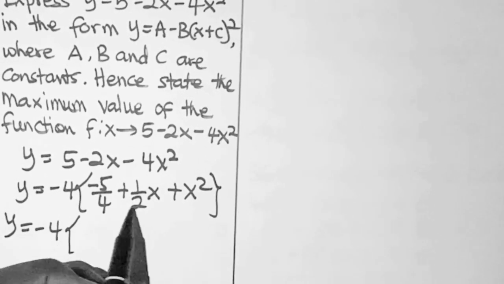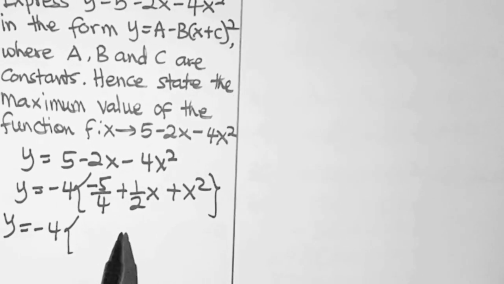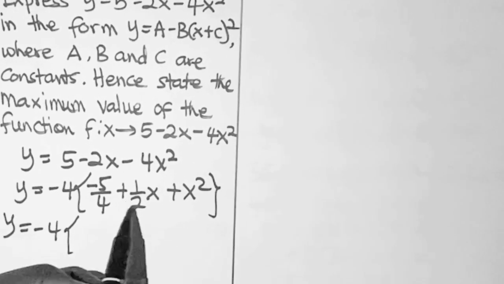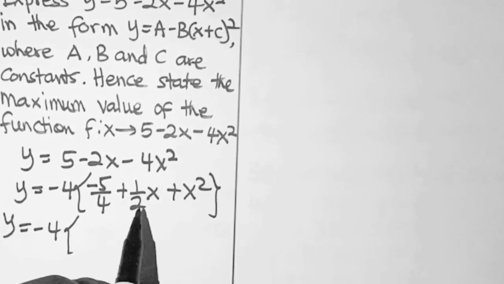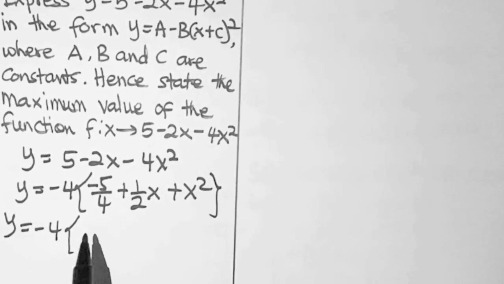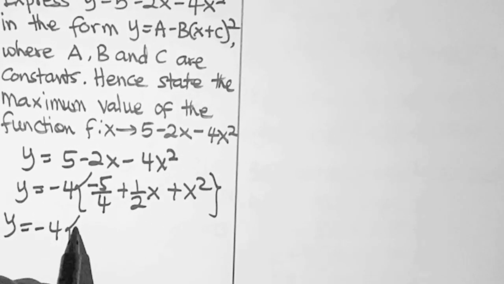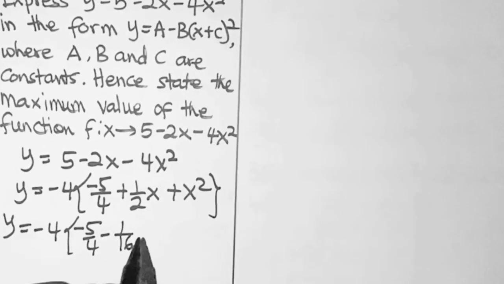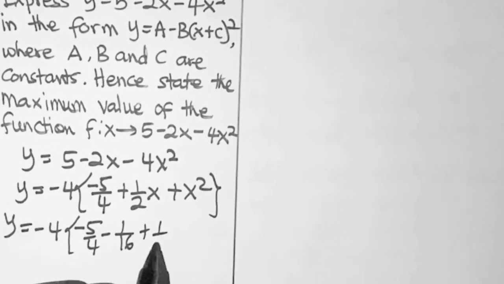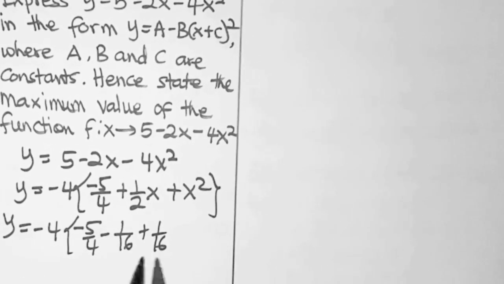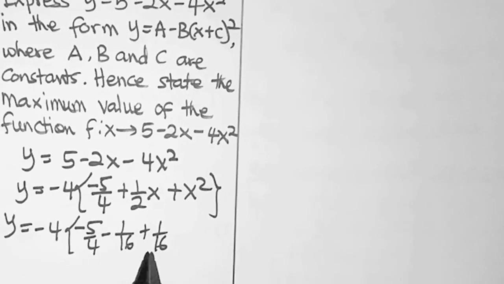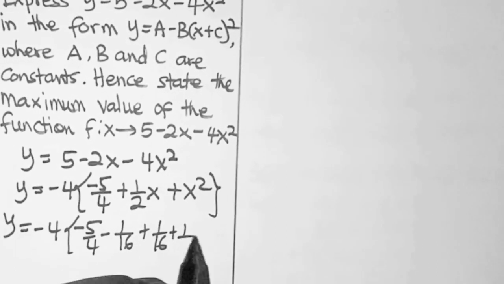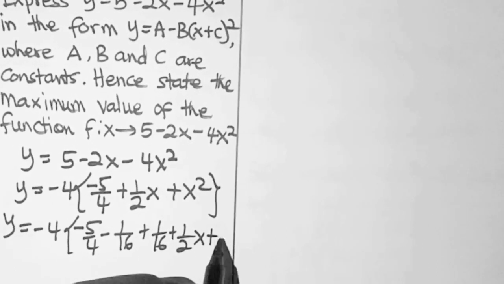Now, we need to find half of the coefficient of x and square it. Half of a half is 1 over 4. Then 1 over 4 squared is 1 over 16. So this becomes minus 5 over 4 minus 1 over 16, then plus 1 over 16. So minus 1 over 16 plus 1 over 16 is 0, so we've not done anything to the equation. Then plus 1 over 2 x plus x squared.